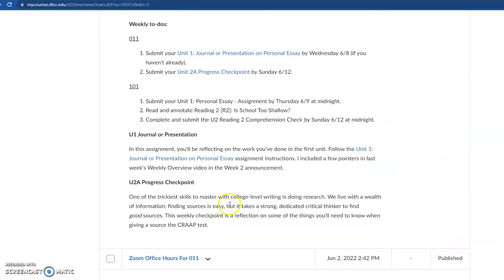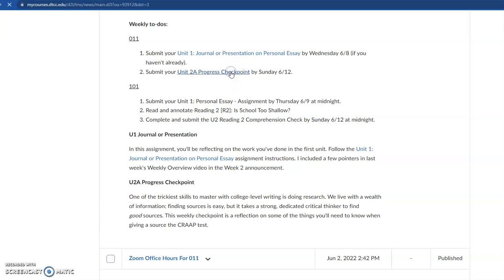So what we're doing over here in O11 is really talking a little bit more in depth about what it means to evaluate a source, because that's what we're going to be doing in 101 next week. Next week, you will actually find a source by Wednesday of next week. You will find a source on EBSCOhost that you can use as your reading 3 article. You're going to find an article on your own. As we are doing this work, I want to talk a little bit about what goes into finding a good source. And one of the things that goes into that is the CRAAP test.